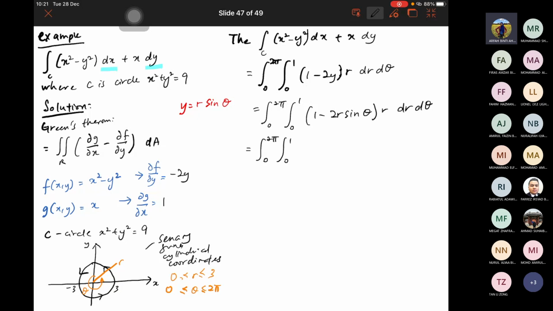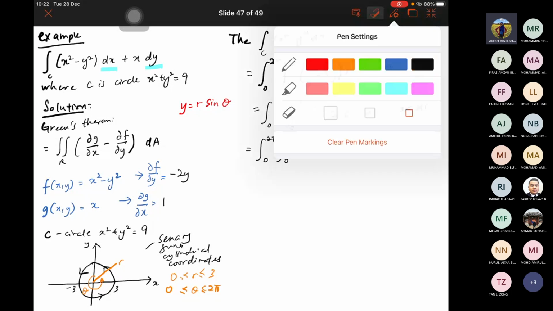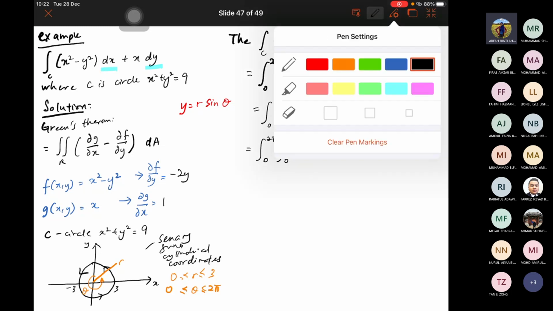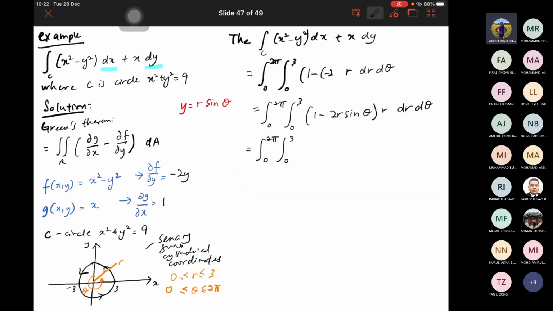Oh, okay. Salah. Selamat beritahu. 0 to 3. Memang 1 tolak 2 Y. 1 tolak 2Y. 1 tambah 2Y. 1 tolak negatif. Bagus juga bila saya buat banyak silap. Okay, 1 tolak 2Y. That means 1 tambah 2Y. So, thank you. Okay. So, jadi 1 tambah 2R sin theta. So, dia jadi R plus 2R squared sin theta dr d theta.